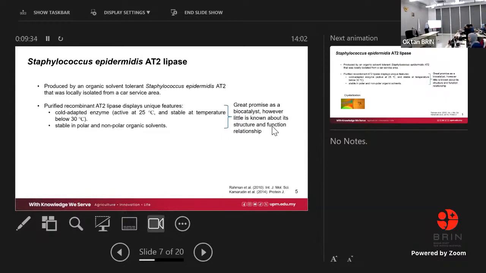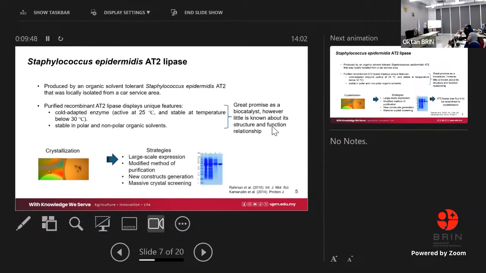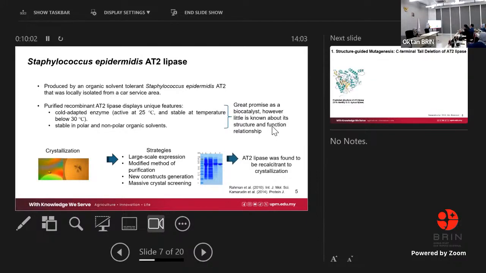Because there is not much information on the structure, we were keen to study the enzyme structure. So we attempted to crystallize the protein. We managed to get a few hits, but unfortunately the crystal hits were not reproducible. So we tried many strategies to improve the crystallizability of this enzyme.